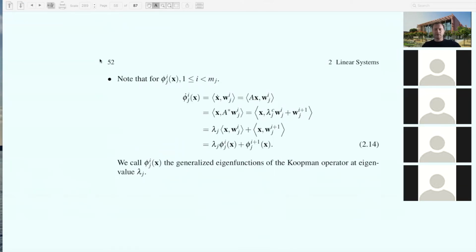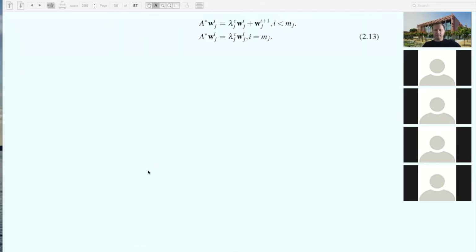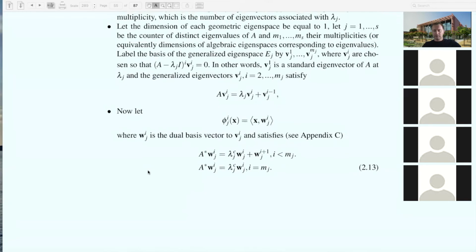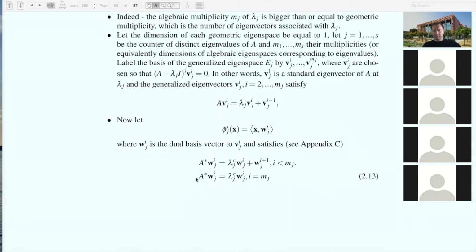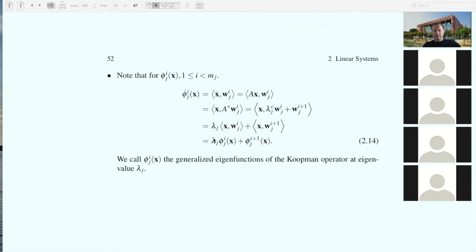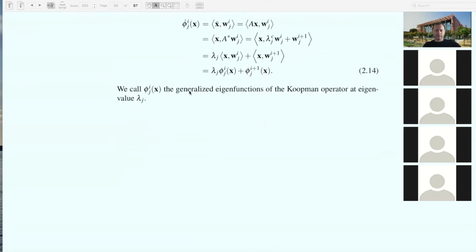All right, to continue. So these phi ji's are called the generalized eigenfunctions of the Koopman operator at eigenvalue lambda j. So look how the dual eigenvectors are satisfying this particular equation, and that's mirrored in what the generalized eigenfunctions satisfy. All right.